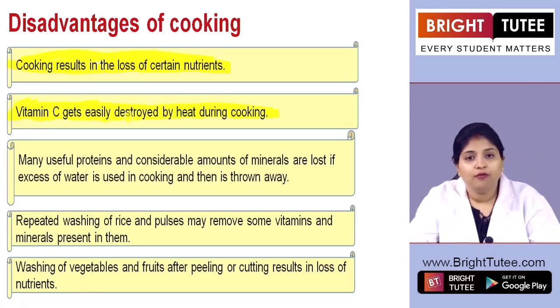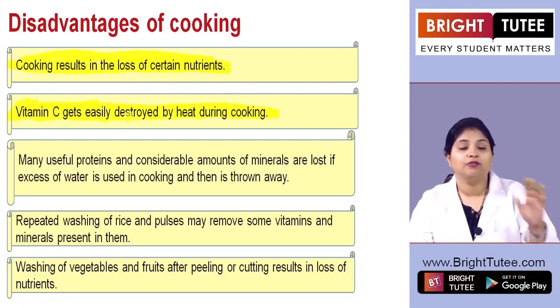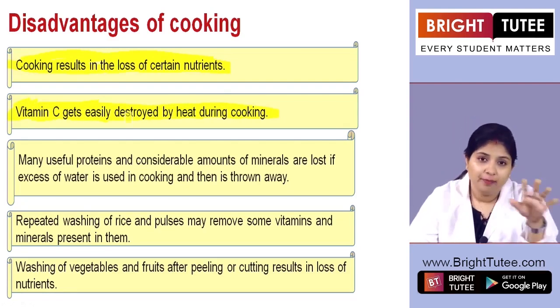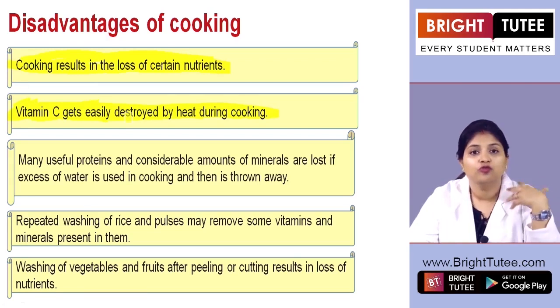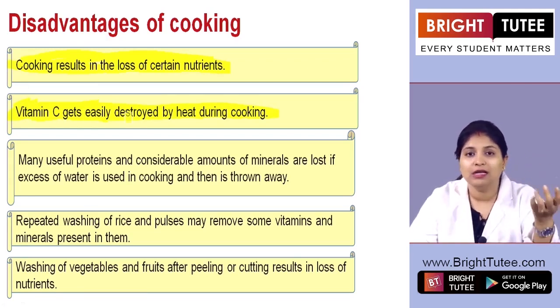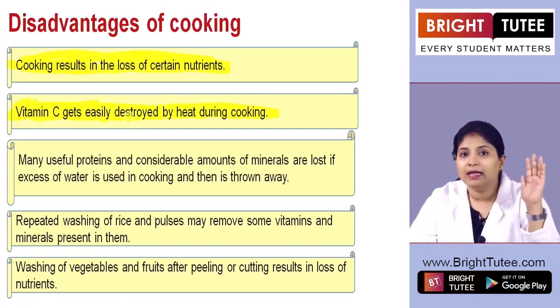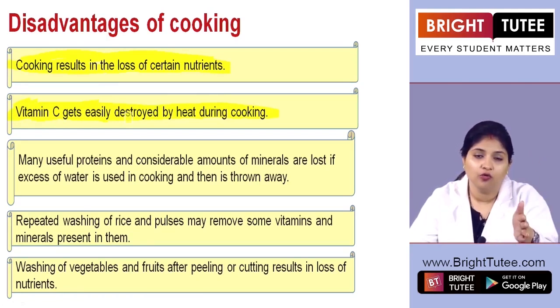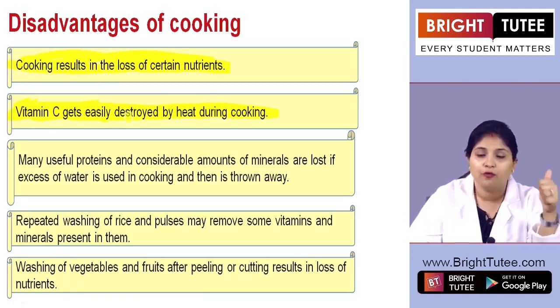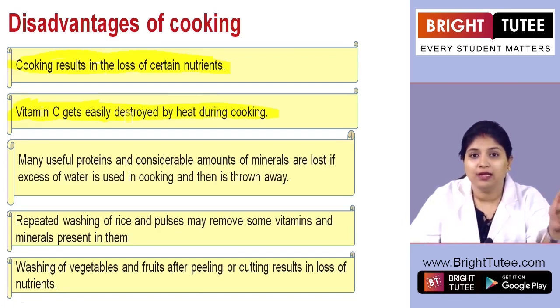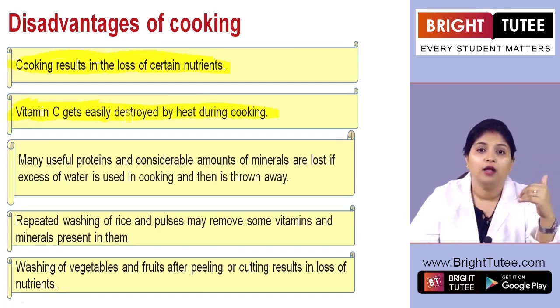So usually fruits should not be cooked, any kind of fruit, because usually all the citrus fruits contain vitamin C. Vitamin C is easily destroyed by the heat produced during cooking. So this is one of the things: proteins and vitamin C get destroyed if you are cooking.